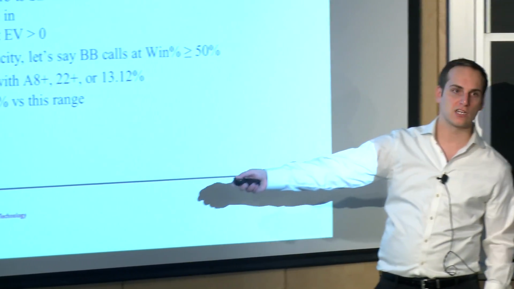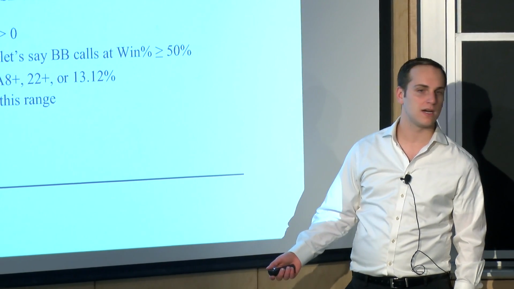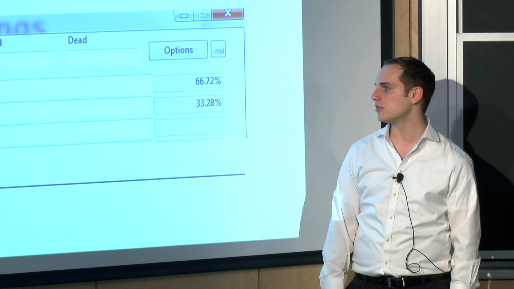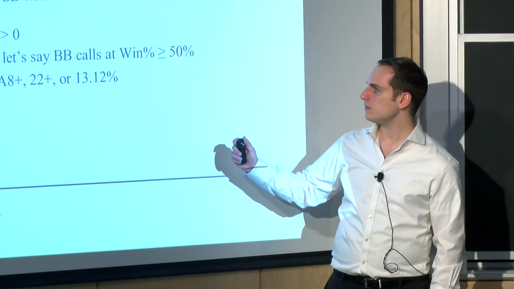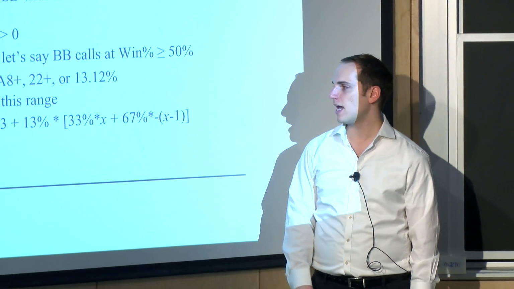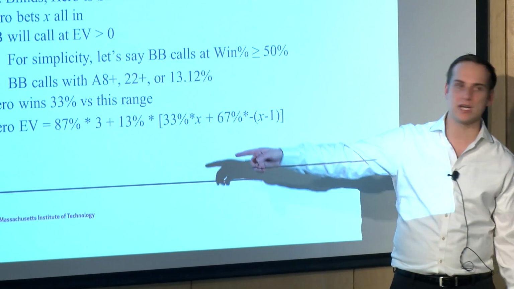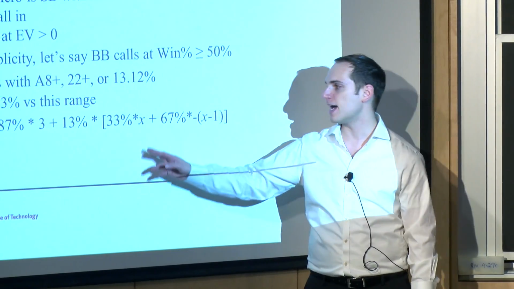So we win 33% versus this range, which is like you just plug it into the poker tracker, and it'll give you that you're a 33% underdog. Which is what I did here. That's how you do it. And we can get our EV from this situation, and we have to solve for x. So we want EV to be 0 because we're finding the marginal EV, and this is what we get.